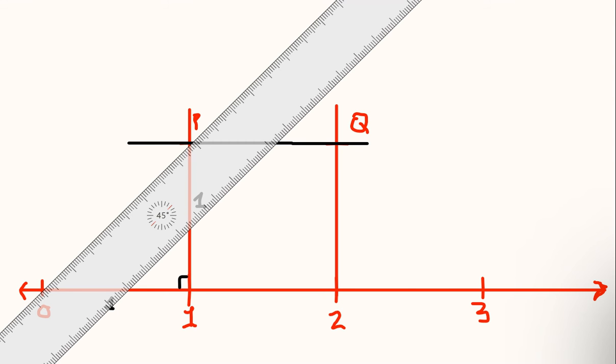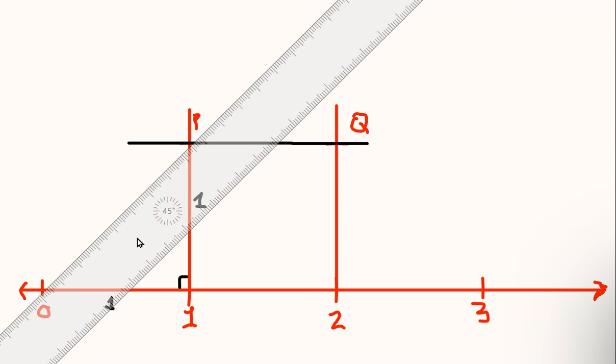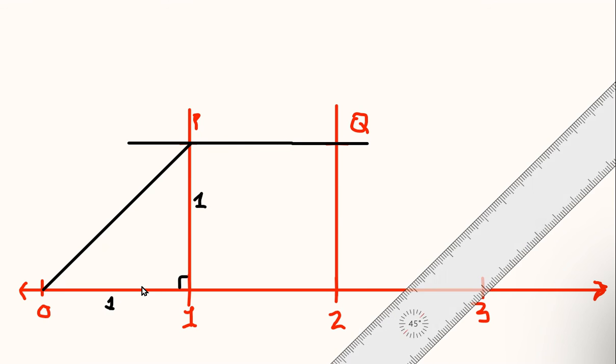Now that we know, according to Pythagoras theorem, 1 square plus 1 square, that is 1 plus 1, that is 2, and we find the square root, so that is square root of 2. So whatever the diagonal is, that is the hypotenuse, is square root of 2. So this is square root of 2.